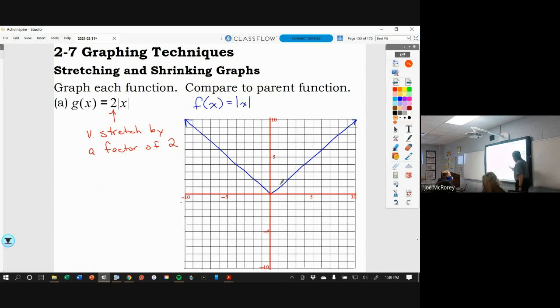This next point, the x value of 1 is not going to change because we're doing a vertical stretch. The y value is 1, and that 1 is going to be multiplied by 2. 1 times 2 is 2, so the y value here is a 2. The next point is (2, 2). The x value of 2 is not going to change. The y value of 2 is going to be multiplied by 2. So the new y value is 4.